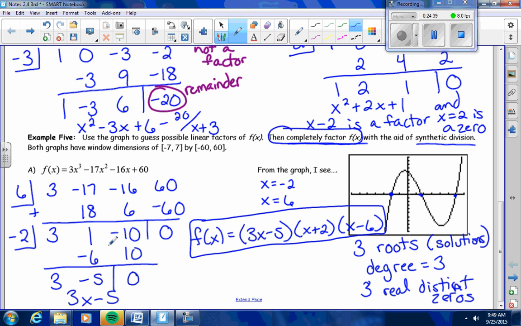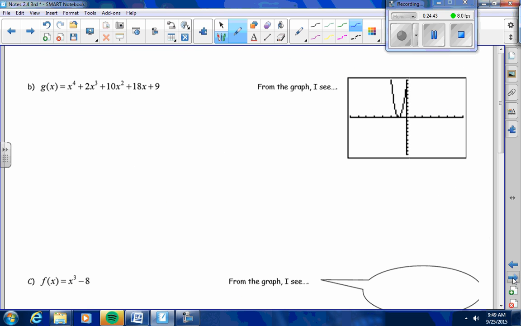Okay. Flip it over. The next one is x to the 4th plus 2x cubed plus 10x squared plus 18x plus 9. Look at the graph. What can we tell from the graph of this particular function? What do we see? How many roots?